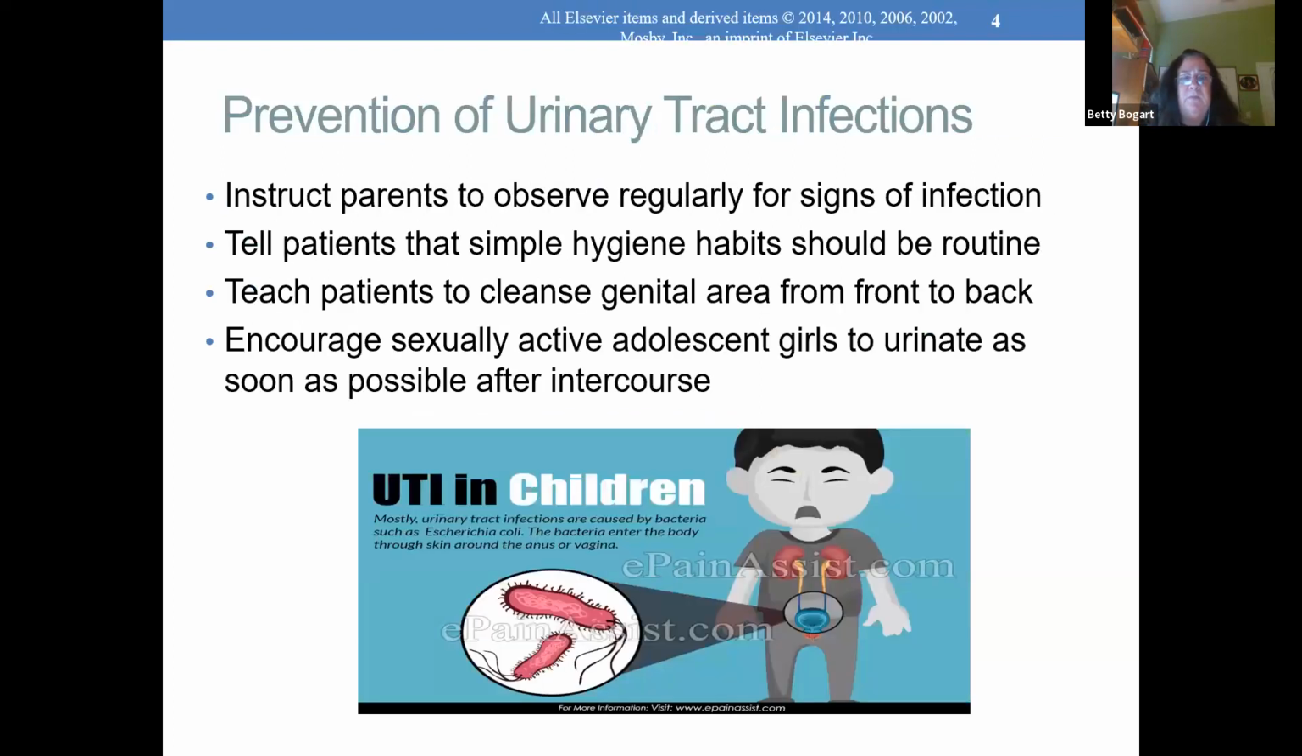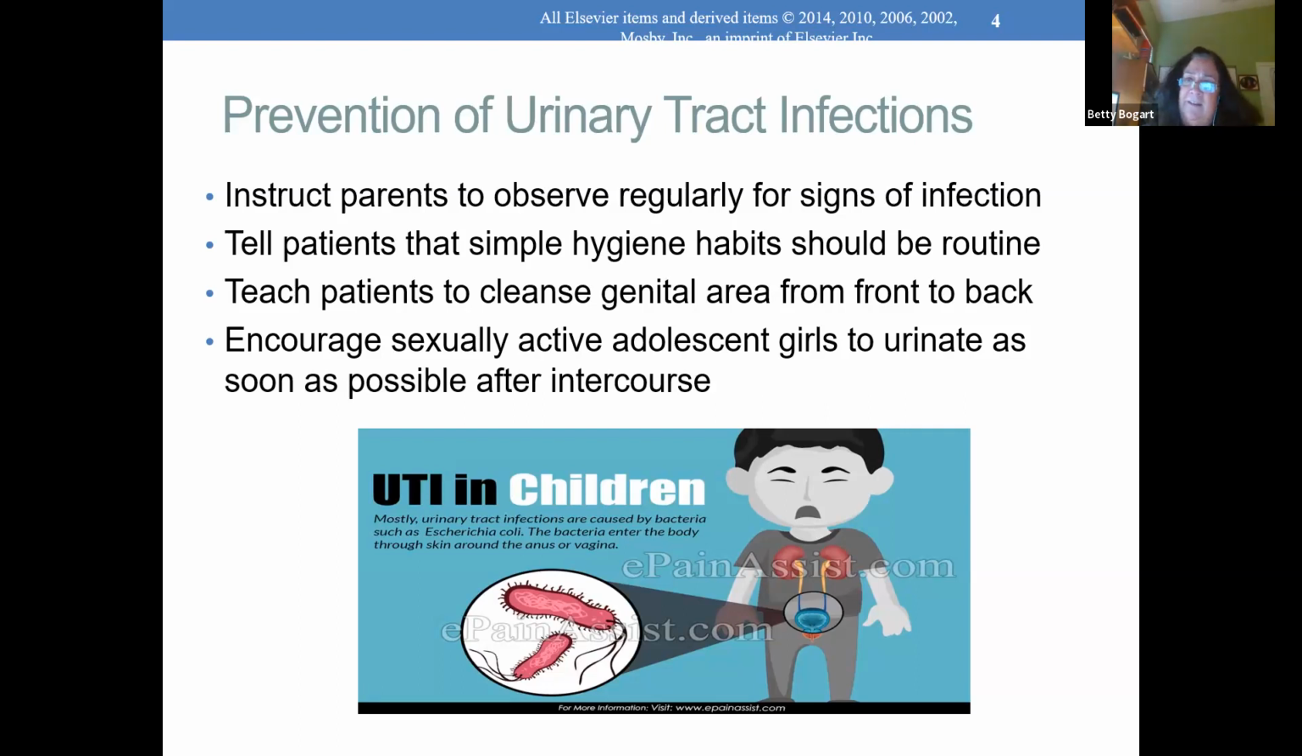So we need to teach them about simple things. We need to teach them to clean the proper way. Little girls, bubble baths don't really mix if they're prone to urinary tract infections, because that dirty bath water can go up into that little short urethra and cause infections.